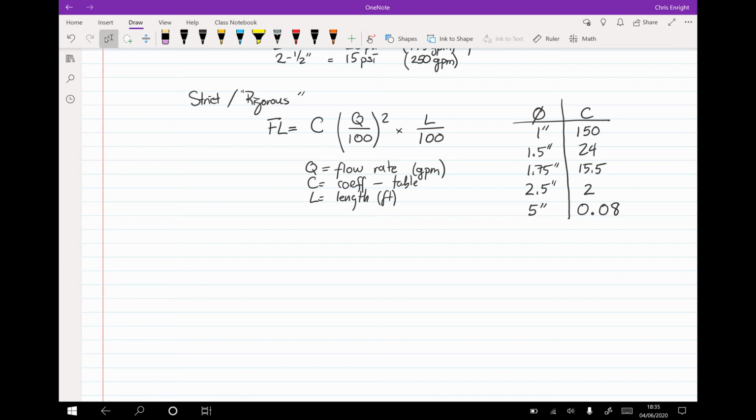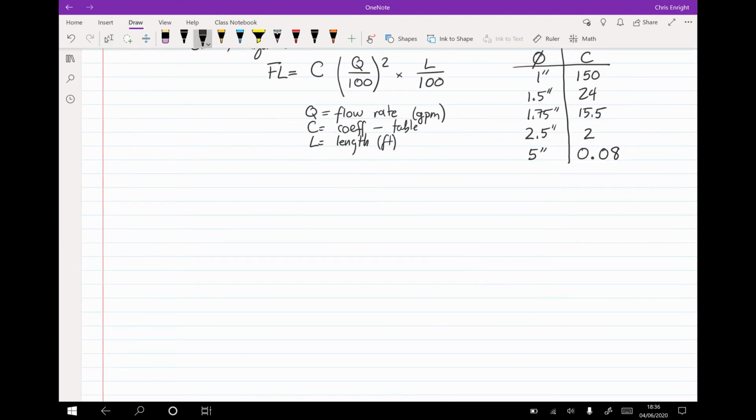Okay, so there is our friction loss. Relatively straightforward, nothing to be scared of. Next is appliance loss.